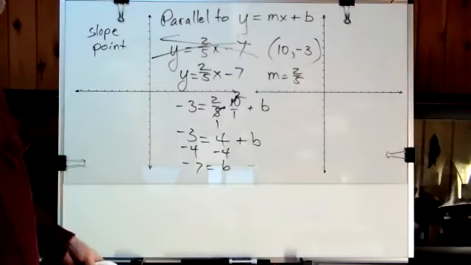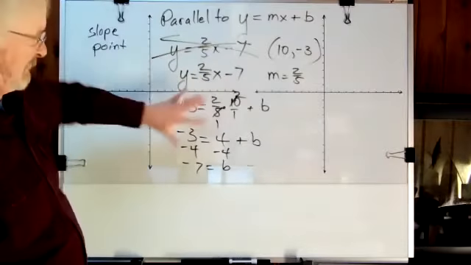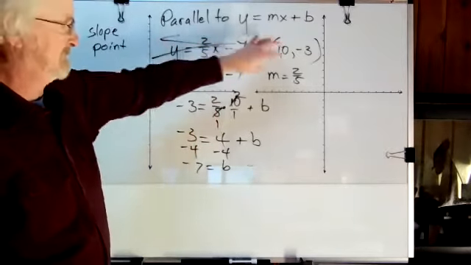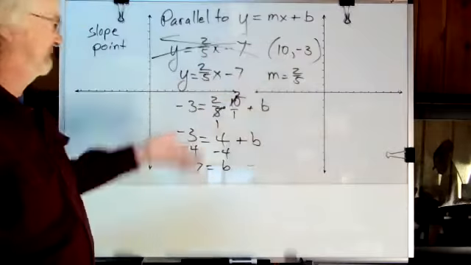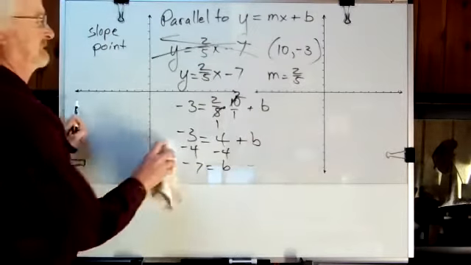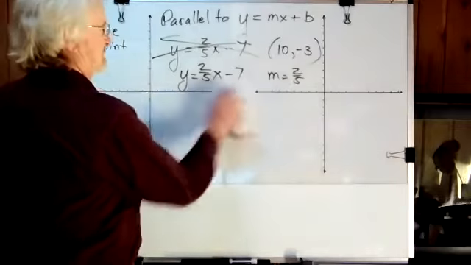We better do that again. Hopefully that makes sense, though, the process, right? Pull out the slope, use the point, solve for b. And we got unlucky. Turned out to be the same line. What are the odds?